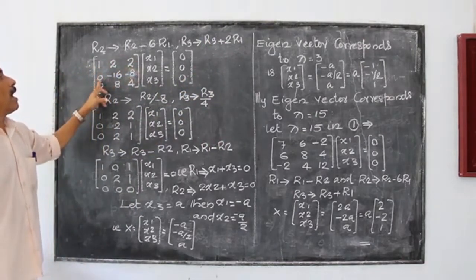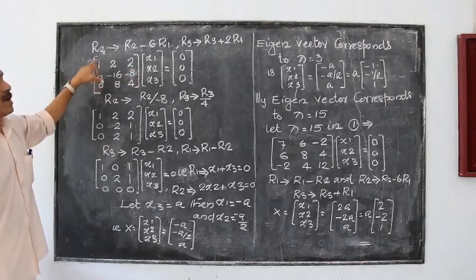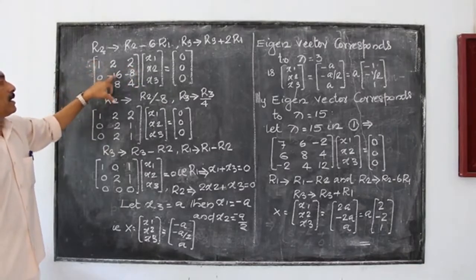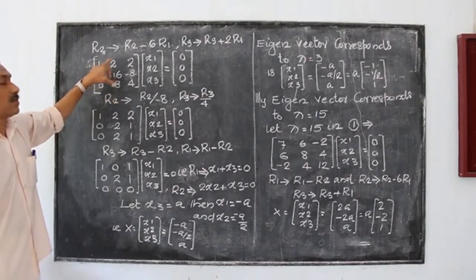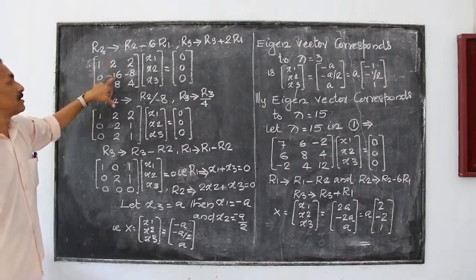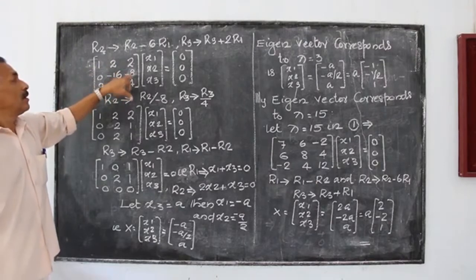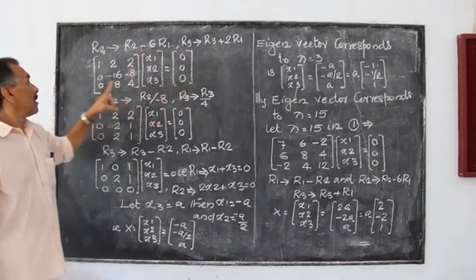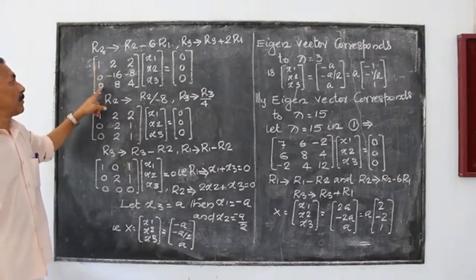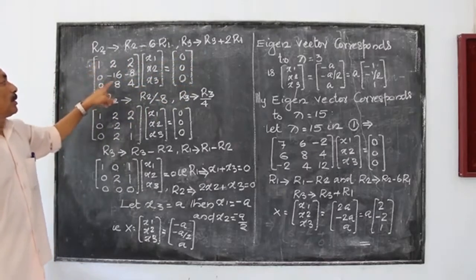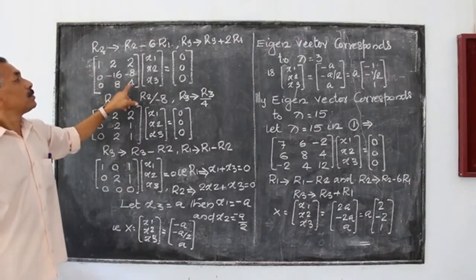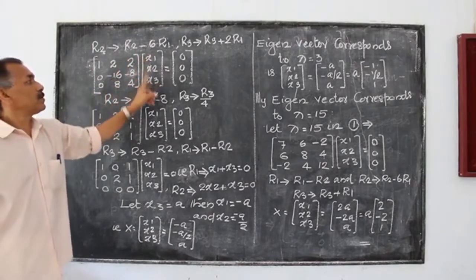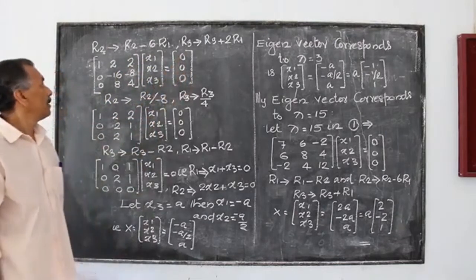R2 minus 6R1: 6 minus 6 is 0, 4 minus 6 is minus 2, and the last entry is minus 16. R3 plus 2R1: minus 2 plus 2 is 0, and so on, giving 8. So we get the matrix multiplied by x1, x2, x3 equal to this value.